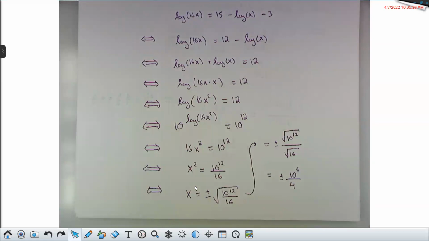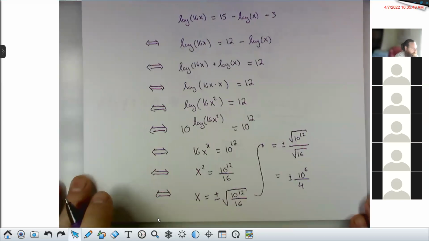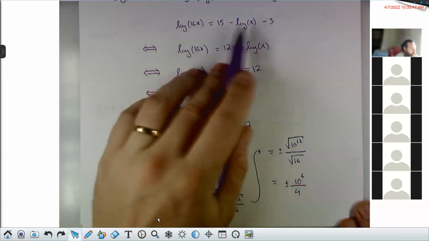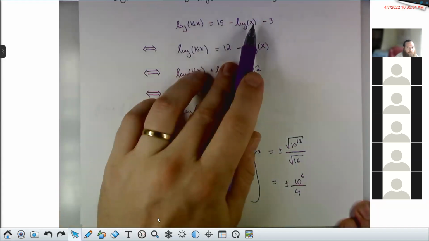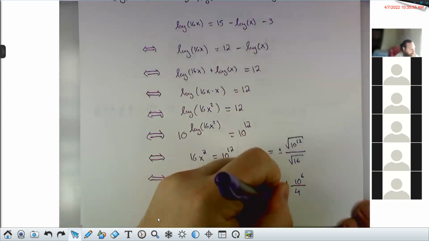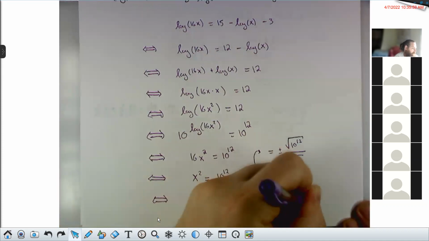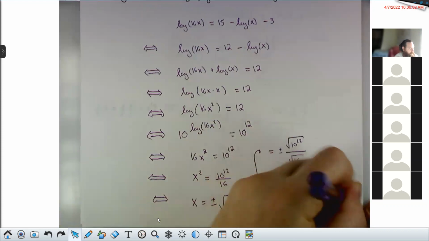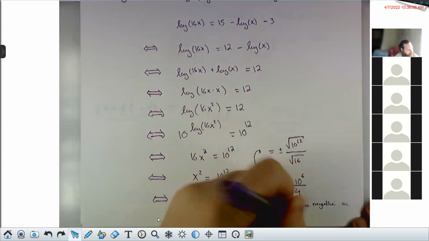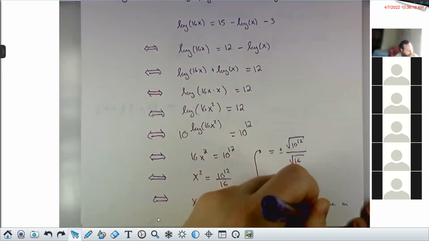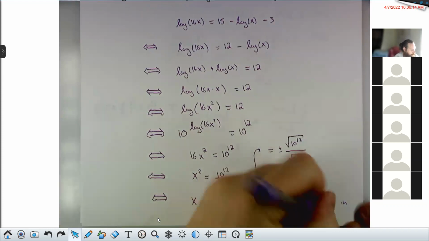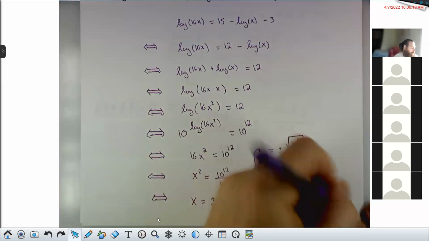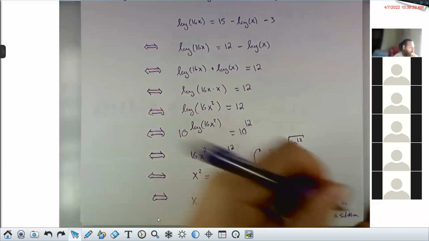10 to the 6 is 1 million. And ostensibly, we have two answers. One of them is extraneous, because the original problem has the log of x in it and the log of 16x. Both of these would be undefined if x is negative. We're just going to hold on to the one solution, the positive one. And that's our only solution.